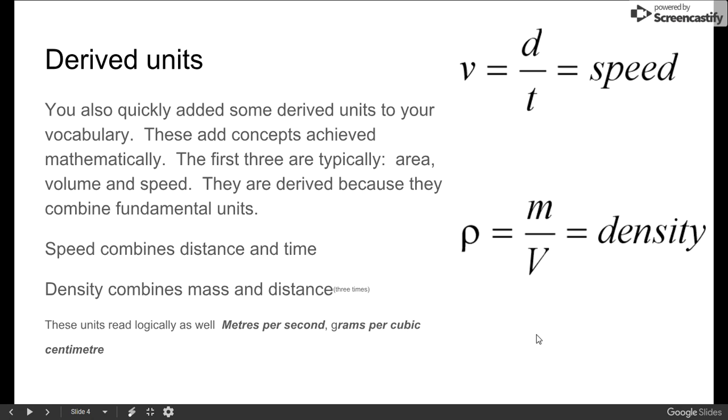Derived units are built from combinations of those fundamental units. The most common derived units that you learned first in life were area, volume, and speed. Speed, meters per second. Those have combined 2 other ones. Density, kilograms per cubic meter, grams per cubic centimeter. You've combined 2 other ones. So this was your first taste at derived units in high school.